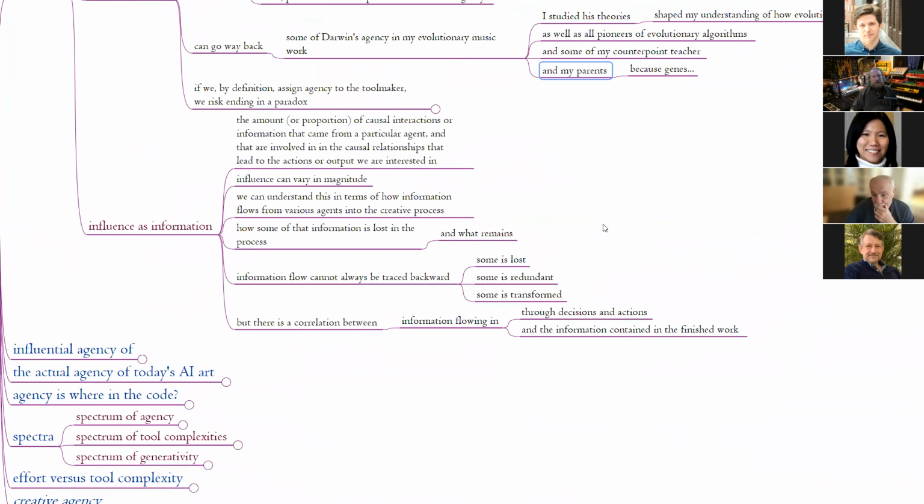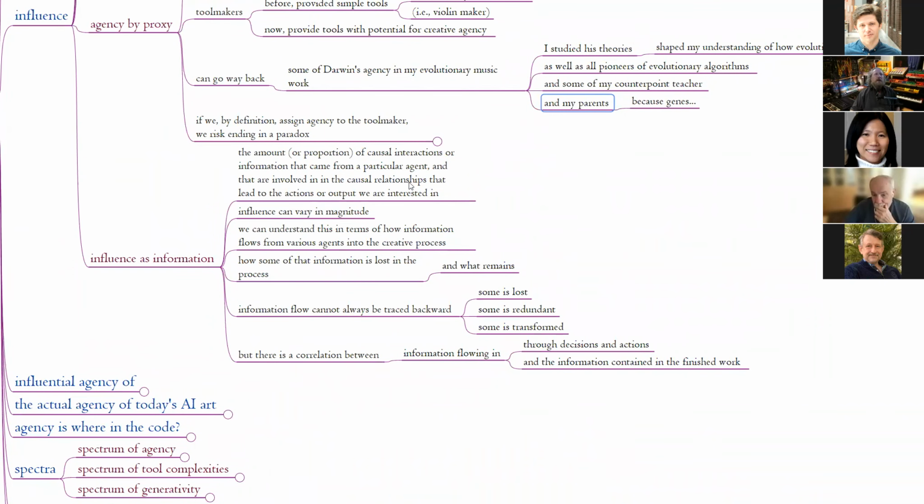We can also think of influence as information, bringing information into the process. So anytime a decision is taken during the creative process, it sort of brings in some information, and a tool embeds certain information that is imprinted on the result. And even though we can't quantify this exactly, we can discuss sort of magnitude of it. Also, of course, if it's a long creative process, some of that information will be lost in the process. Some of it is redundant, transformed, erased, etc.